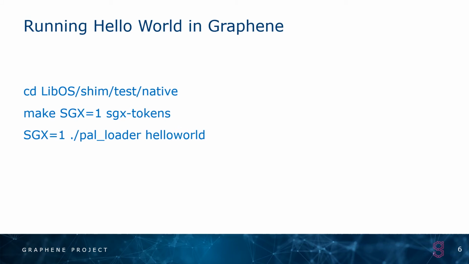To run Hello World in Graphene, we have an example in the source code under libos/shim/test/native, and you need to build it with the SGX variable set to 1, and this SGX token step signs the manifest and populates hashes of trusted files. Finally, to run the application in an enclave, instead of calling hello world directly, you would call the pal loader, which then actually loads hello world inside of an enclave. And this environment variable SGX equals 1 directs the pal loader to place this in the enclave rather than in a normal host process.